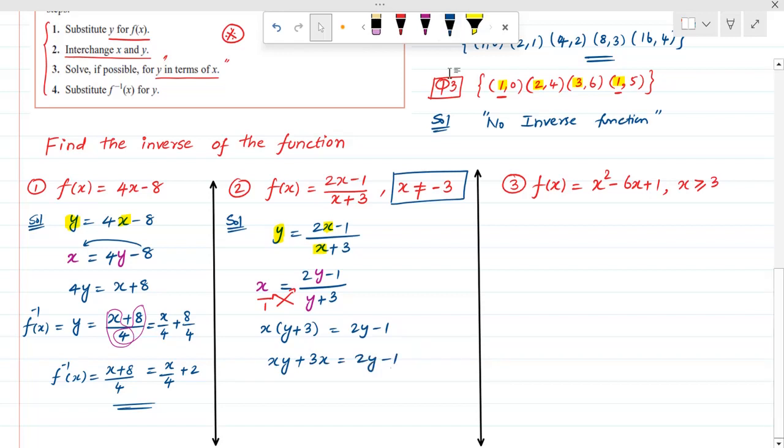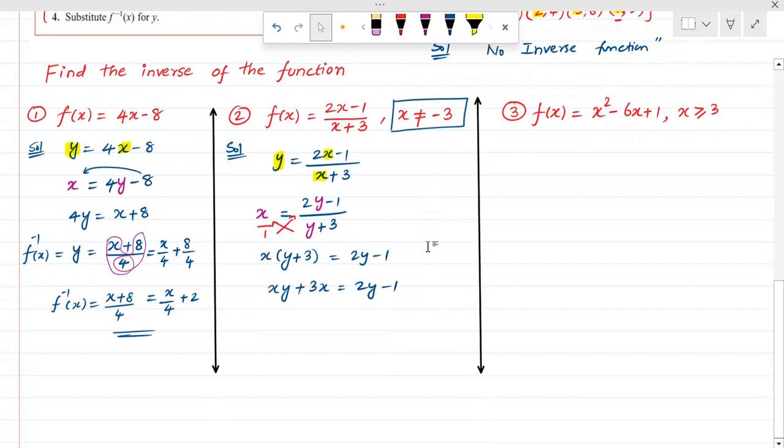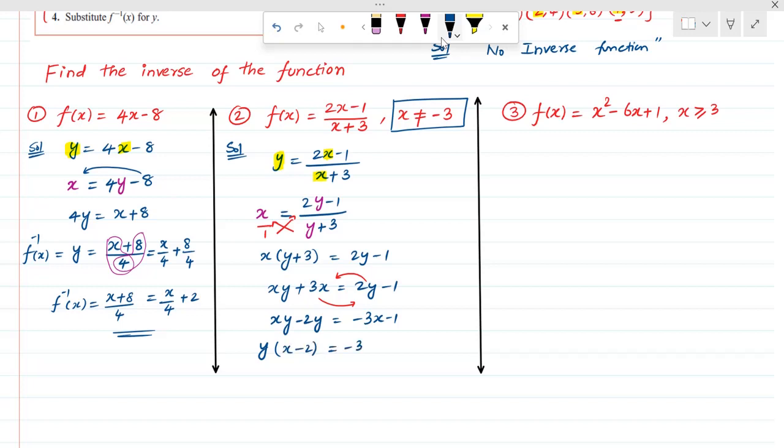Now I have to solve for y. Bring the y terms to one side. So you will have xy − 2y = −3x − 1, and taking y as a common factor, y(x − 2) = −3x − 1. If you divide, y = (−3x − 1)/(x − 2). So this is my inverse of x.